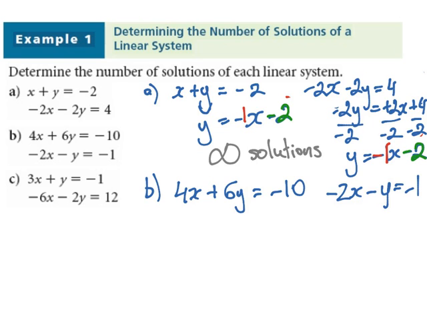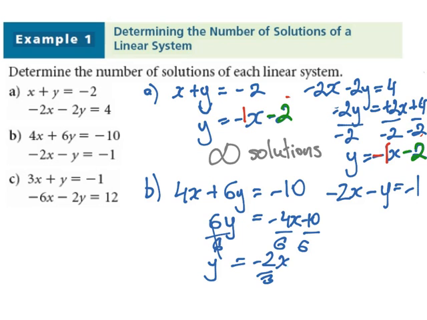So again, subtract 4 from both sides. We get 6y is equal to -4x minus 10. Divide everything by 6. We'll get y is equal to -4 over 6. We're going to reduce, which is -2/3, by dividing 4 and 6 by 2. And -6 divided by 6, again we divide by 2, we get a reduction of -5 over 3.